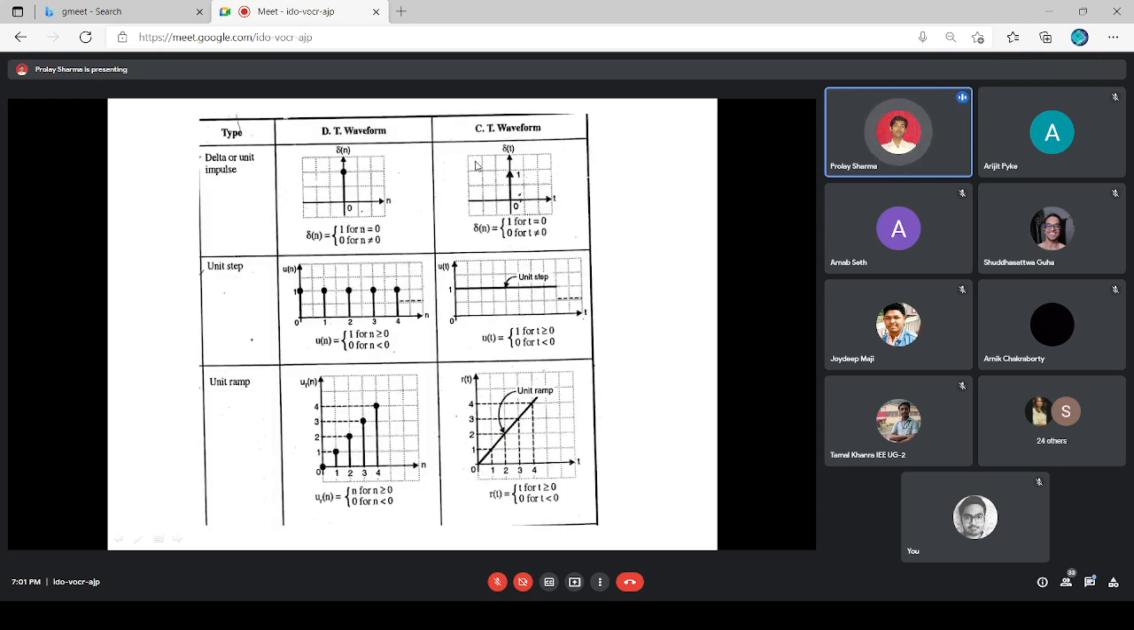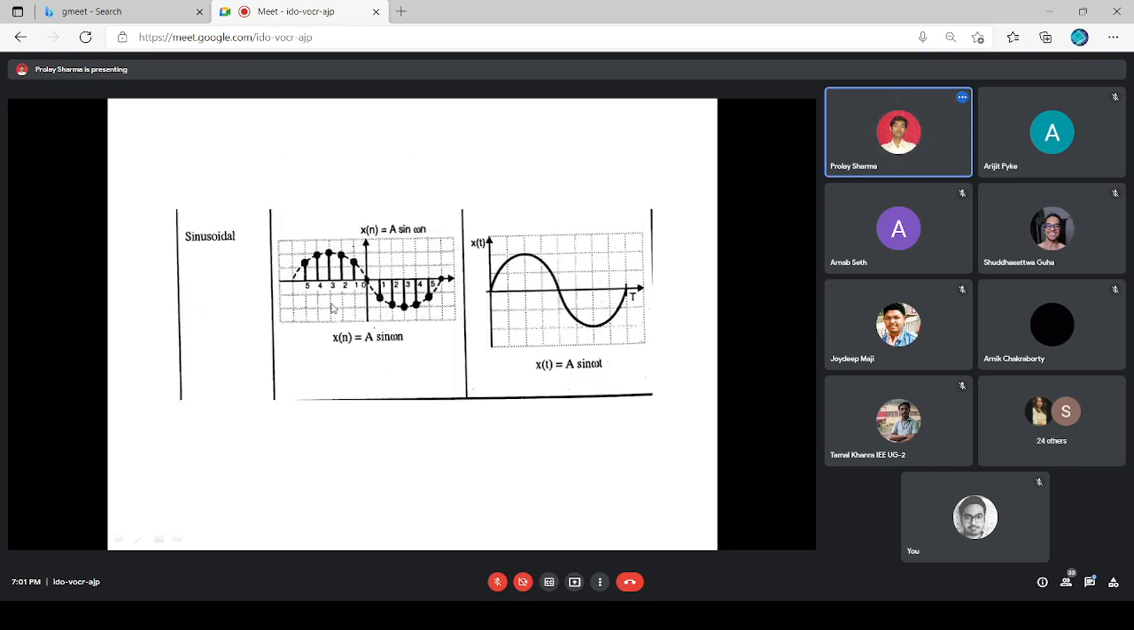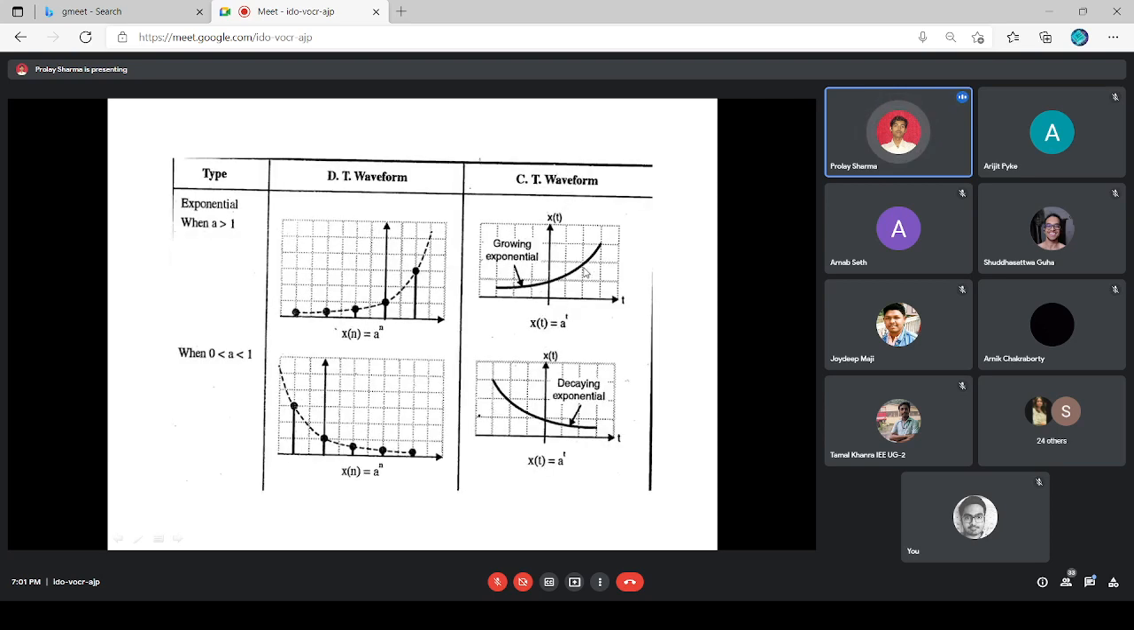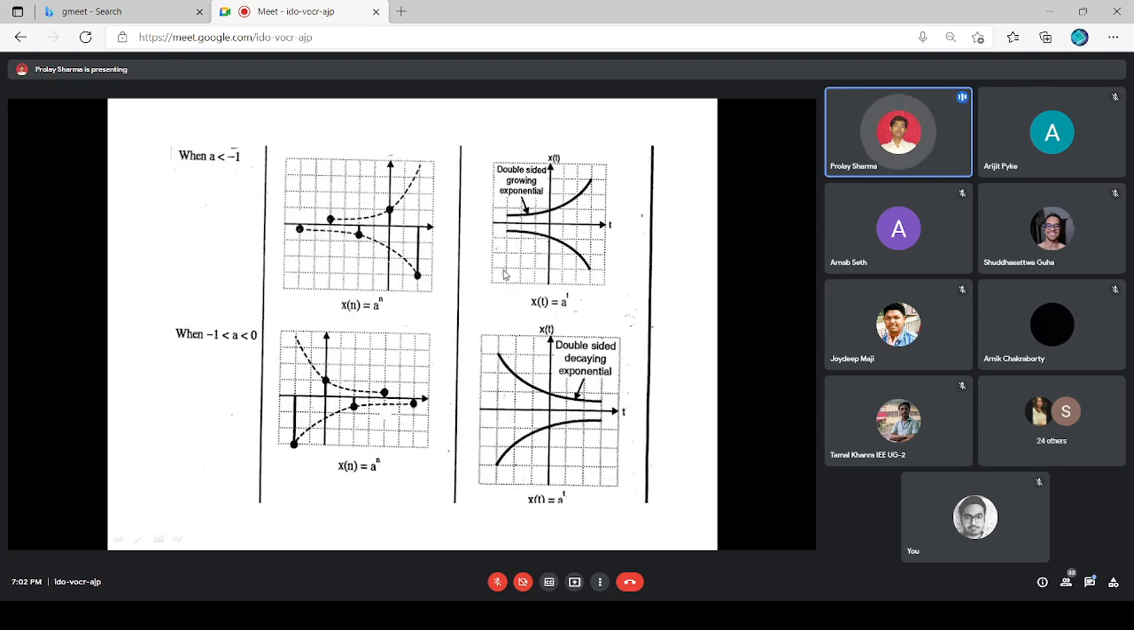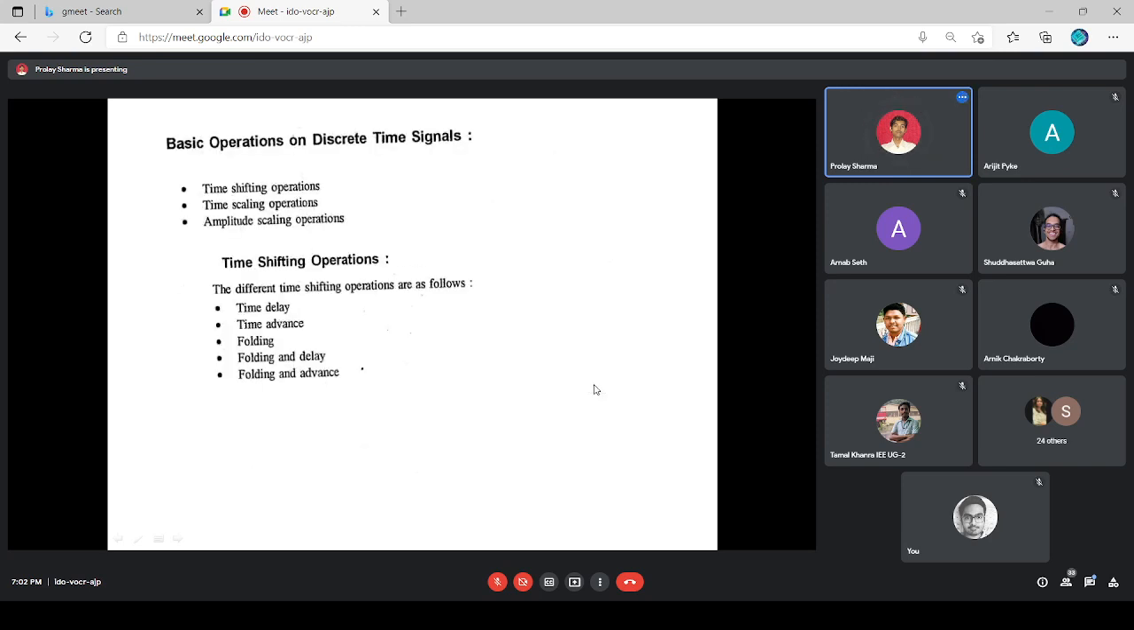So this is a summarization table. This is delta function, this is discrete signal, this is continuous signal. Unit step, this is discrete and this is continuous. Ramp, this is discrete, this is continuous. This is sinusoid in discrete form, this is continuous form. Exponential signals, different types of exponential signal: growing exponential, decaying exponential, double-sided growing exponential, double-sided decaying exponential.